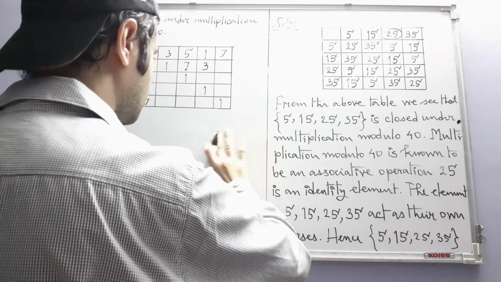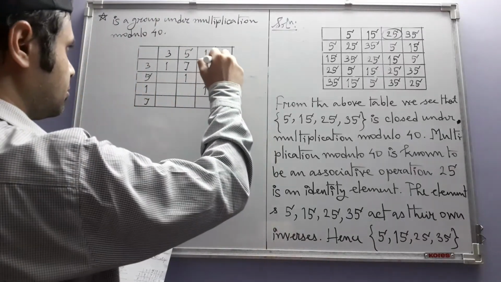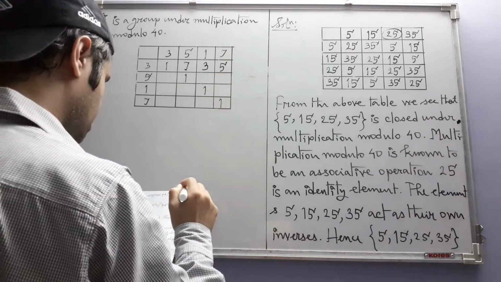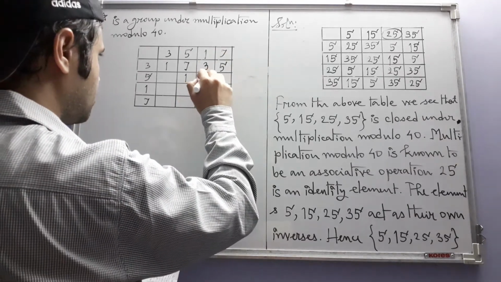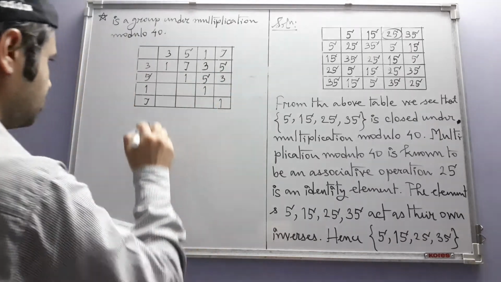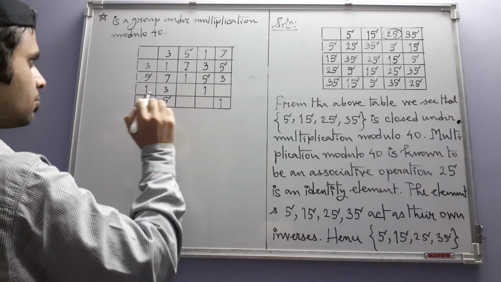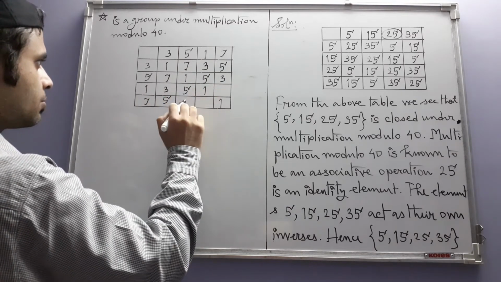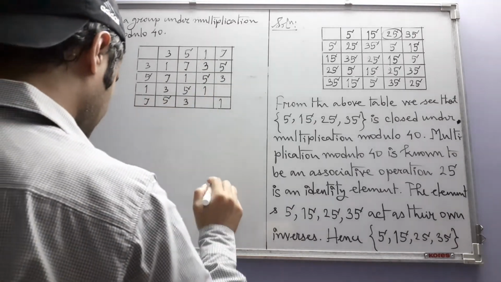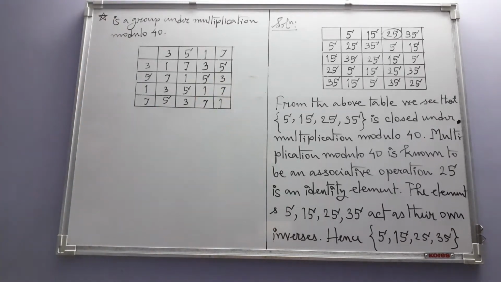you can of course do these calculations, and to speed up the process I will just simply write the things: 7, 1, 5, 3, 7, 3, 5, 5, 3, and here we have 7, 7.